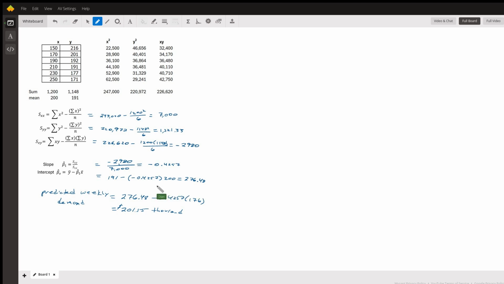276.48. And the predicted weekly demand that you're being asked for is the intercept of 276.48 minus the slope of 0.4257 times 176, the price of 176. And that gives a predicted demand of $201.55 thousand.